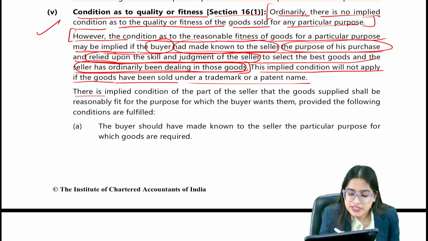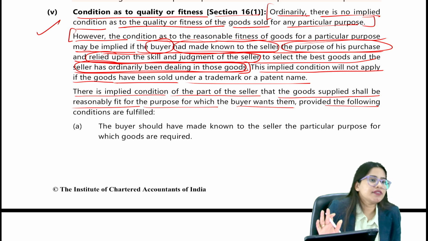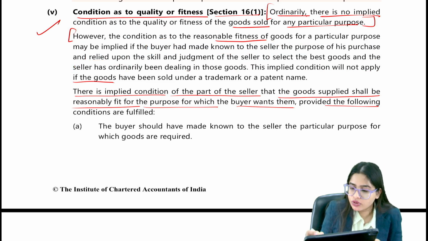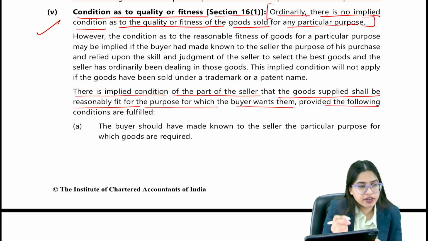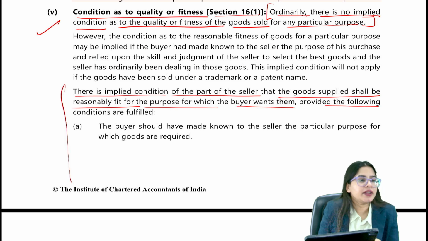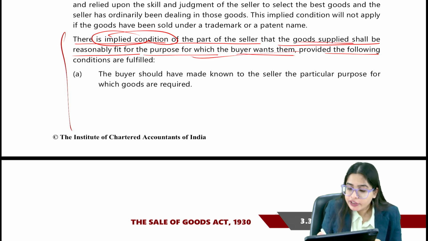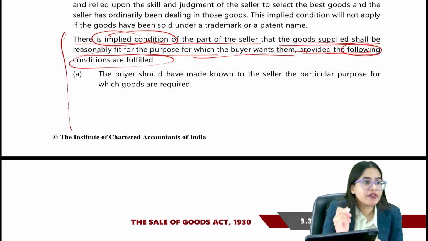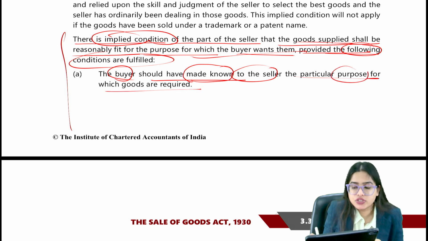Thus, there is an implied condition on the part of the seller that the goods supplied shall be reasonably fit for the purpose for which the buyer wants them. Now, the same thing is given here again and again. You need not underline these paragraphs. I think this paragraph and the next paragraph are the same thing given again. The implied condition will be applied only if the following conditions are satisfied. Number one, the buyer should have made known to the seller the purpose for which the good is required.